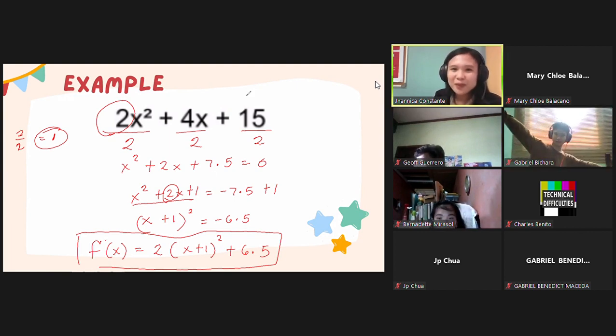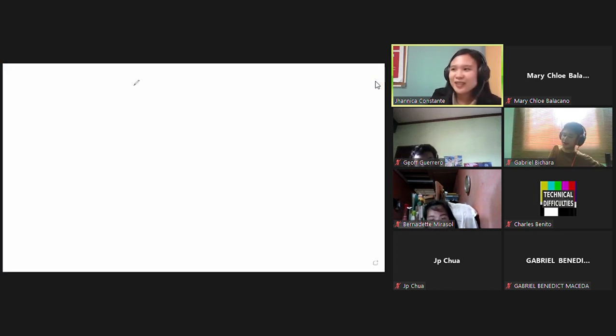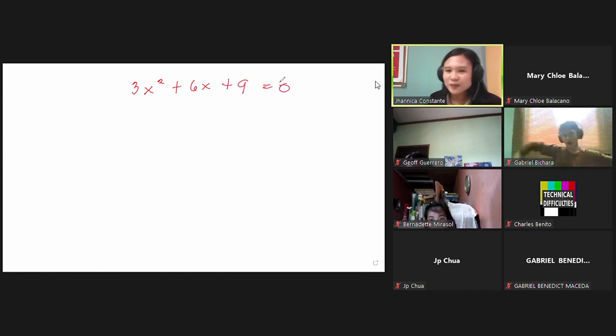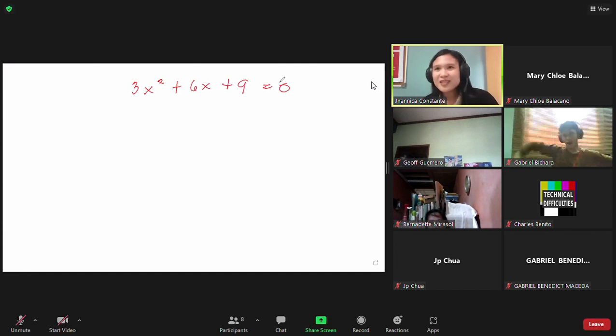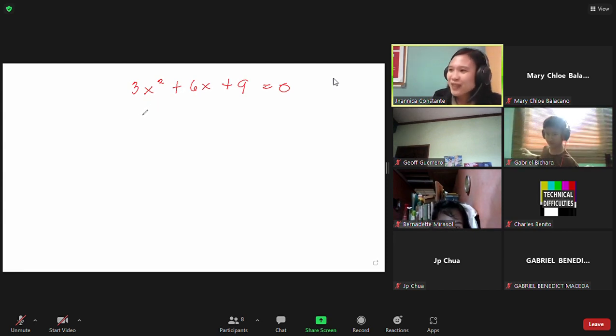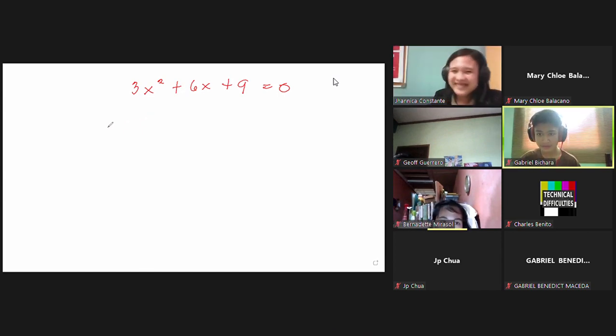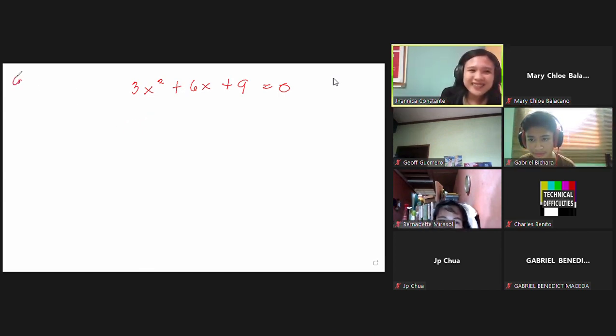For example, a quadratic equation with a common factor. Example, we have 3x squared plus 6x plus 9 equals 0. So for example, that is the quadratic equation that we have. Looking at the quadratic function, it has a common factor. What is the common factor? 3. The common factor is 3.